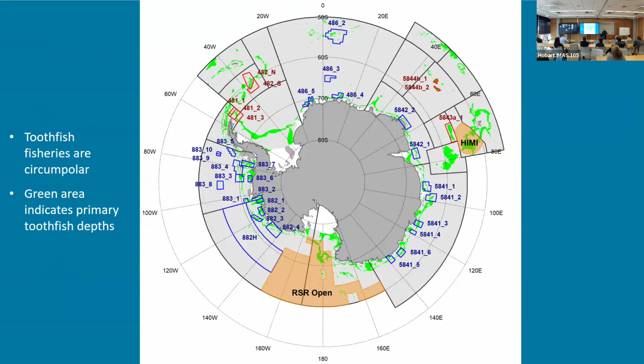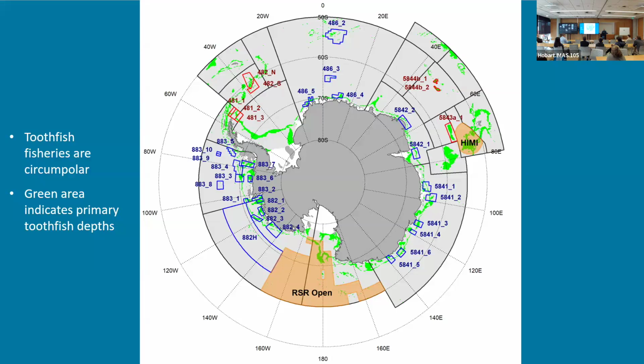Toothfish fishing happens circumpolar. All those blue polygons show the areas where toothfish fishing, they're not all active right now, but those are all where we have a history of toothfish fishing. The orange polygons are two assessed fisheries, the Ross Sea and Heard Island, that are used to help manage these more data poor areas through different types of analogies and some modeling work.